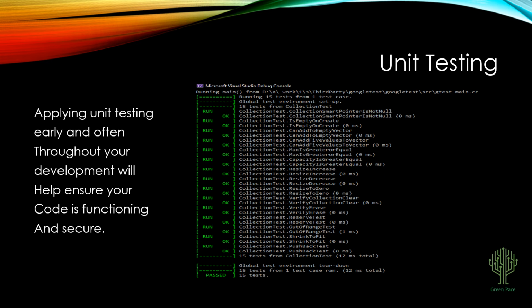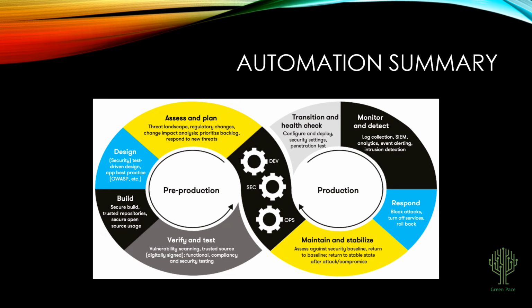Applying unit testing early and often throughout the development of your system will help in making sure that your code is functional and secure. Here we have a DevSecOps diagram. This is similar to a DevOps diagram, but it includes the various security protocols and where they fit into the SDLC.